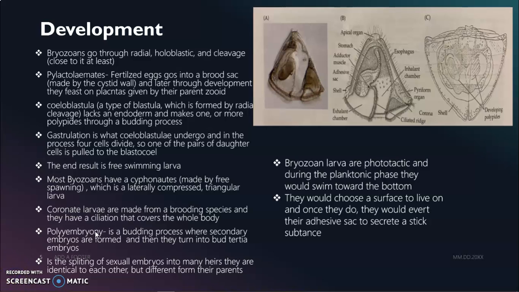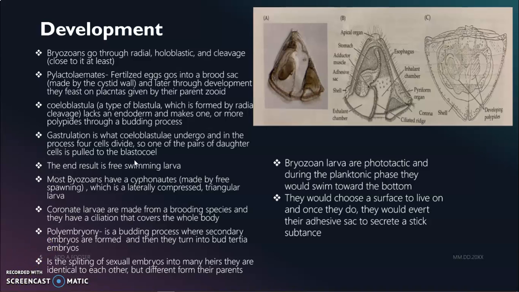Coronate larvae are typically made by a brooding species, and they have ciliation. This time it covers the whole body. Sadly, these guys lack a digestive tract, and they have very short lives, so it's kind of sad.